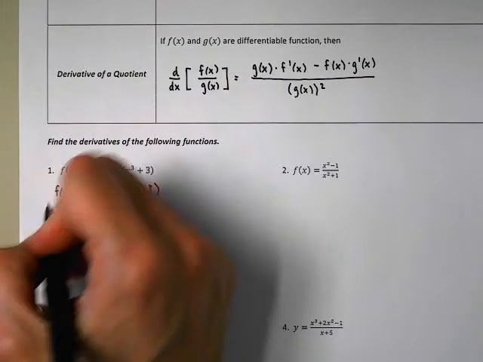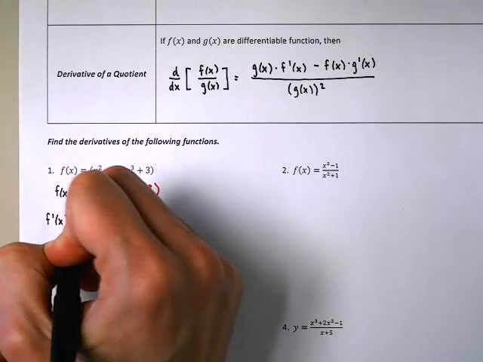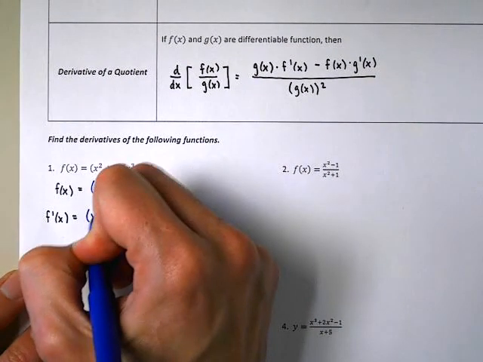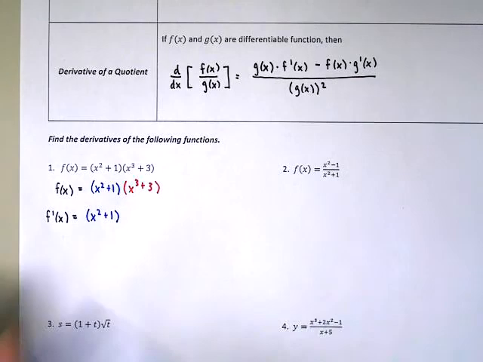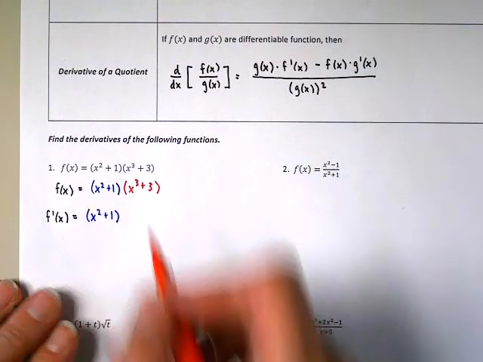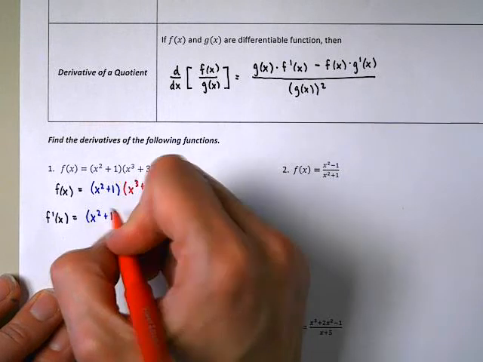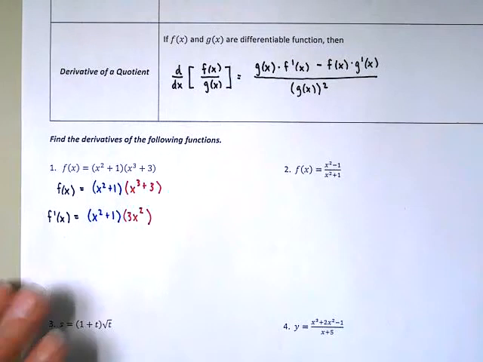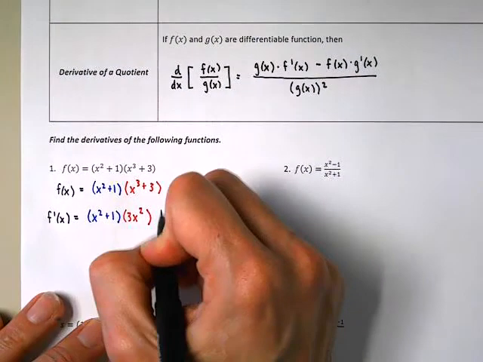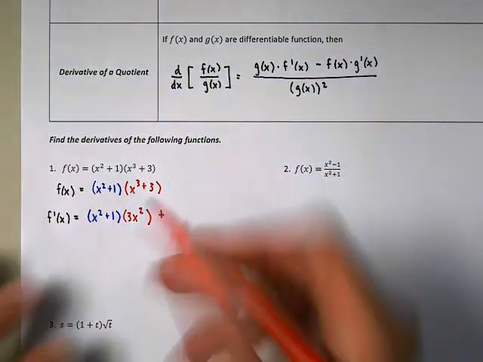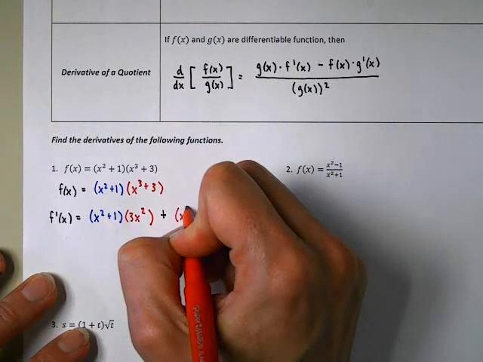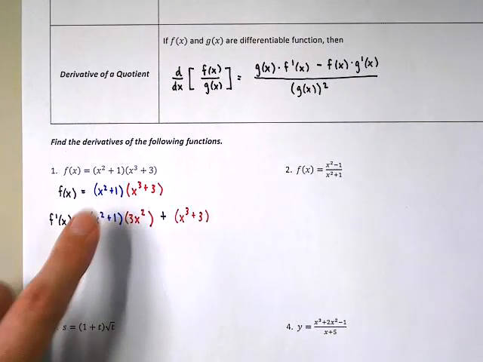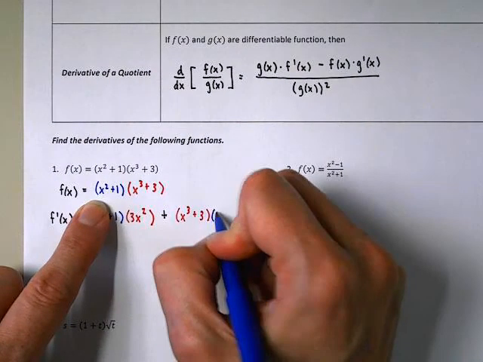Now for f prime of x, here's what we're going to do. We take the blue function, the first one, and just copy it as is. And I'm going to multiply by the derivative of my second function, which is going to give me 3x squared. And then we're going to add, I'm going to take my second function, x cubed plus 3, and multiply by the derivative of my first function, which is 2x.